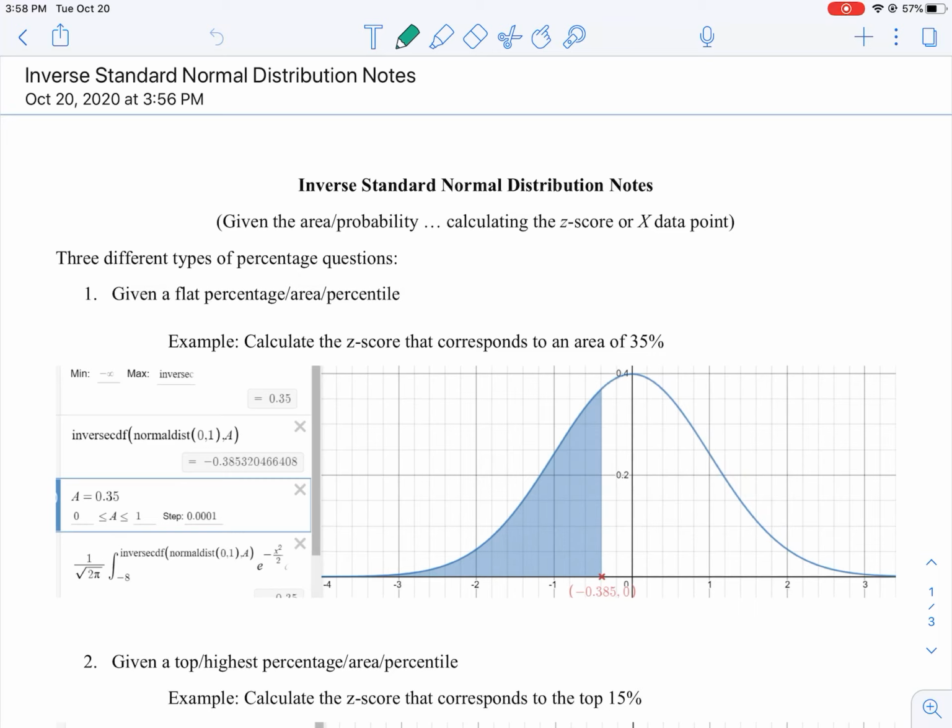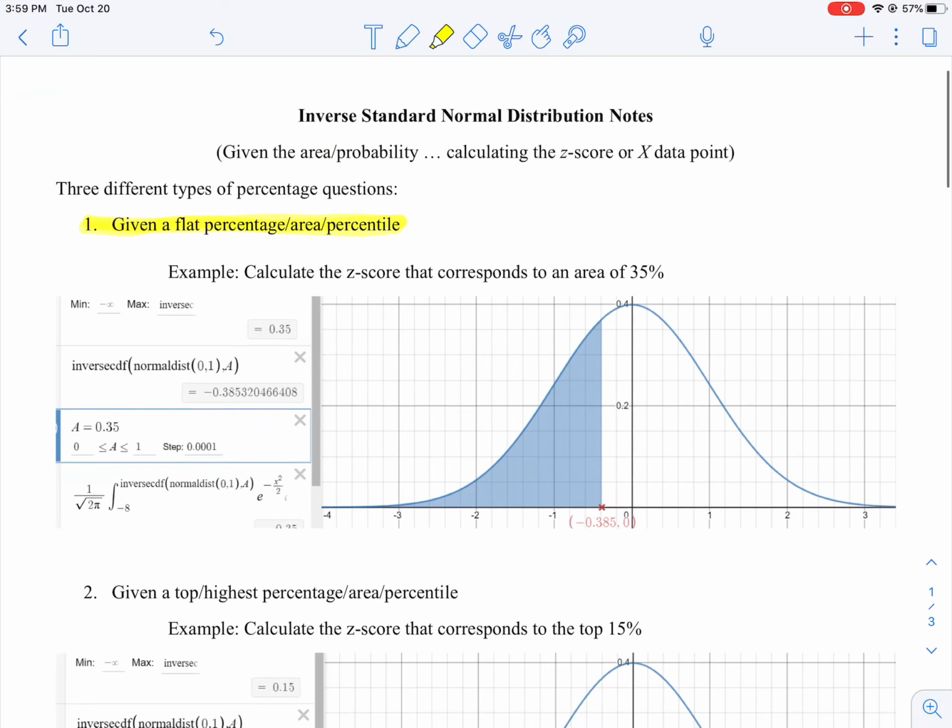Inverse standard distribution works with three different situations with percentages that you're given. The first one is where you're given just a flat percentage or area or percentile. Remember, they have multiple names. That's this first section right here. In this example, it was asked to calculate the z-score of an area of 35%. When you're in Desmos, you'll go to where it says A equals.